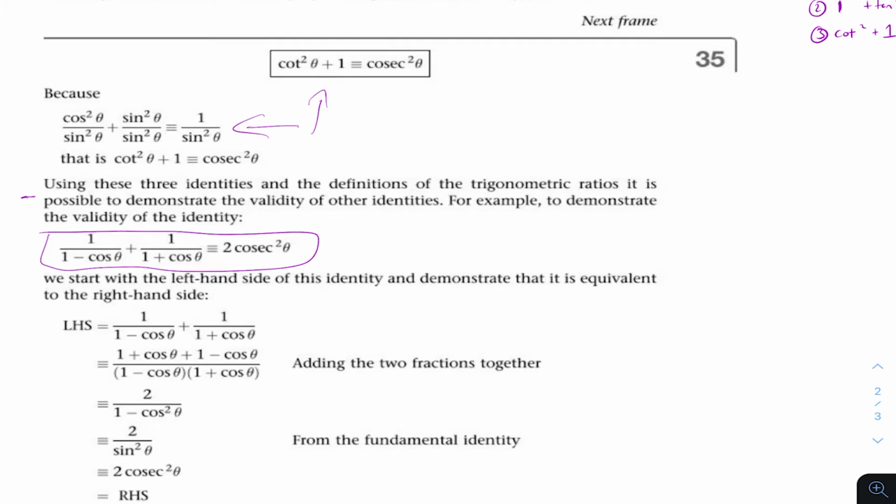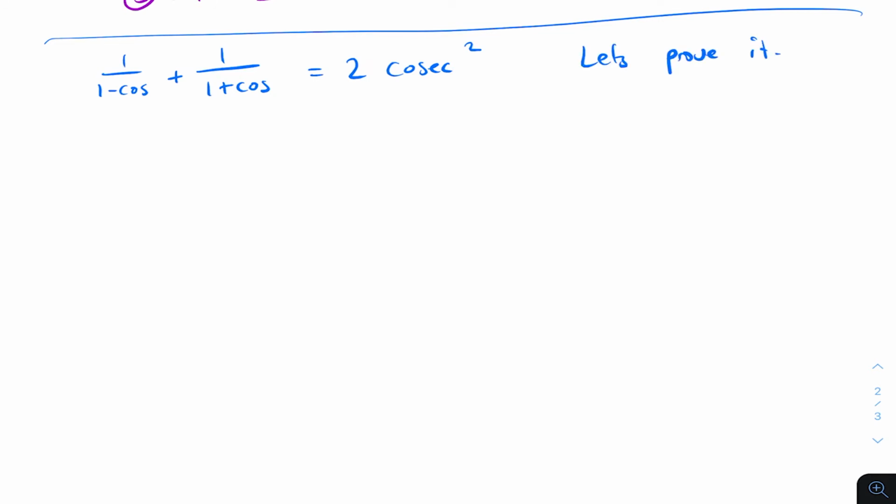Alright, so let's work our way through that and prove that. They've given us another identity, which is 1 over 1 minus cosine plus 1 over 1 plus cosine is equal to 2 times cosecant squared. And they want us to prove it. So we'll start with the left-hand side first.